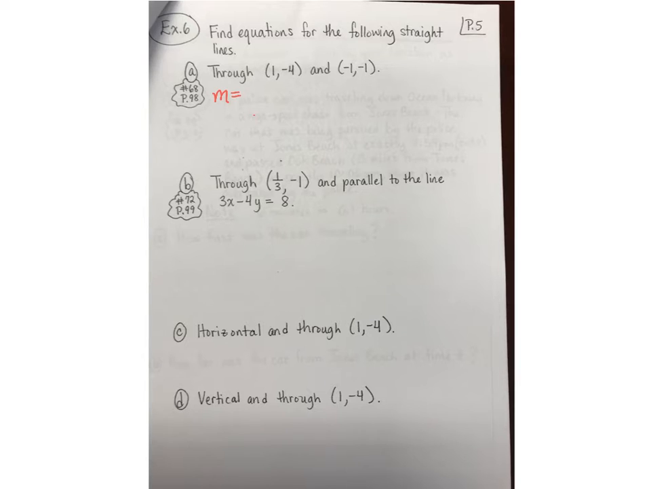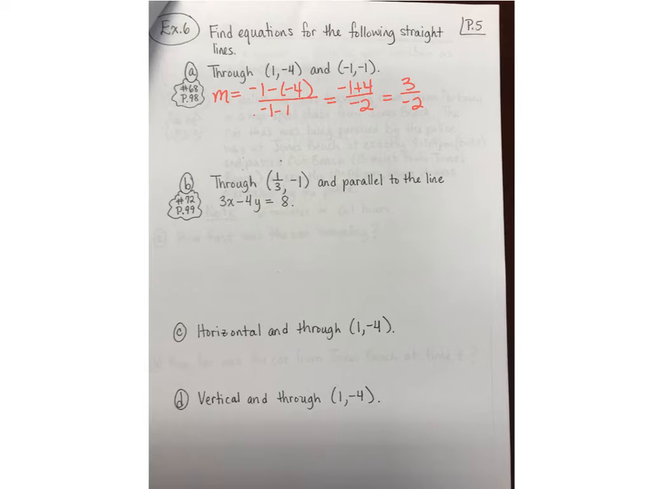Our slope is given by, remember, your change in y over your change in x. Whichever one you start with, choose to be consistent. So it's (-1 - (-4)) divided by (-1 - 1). Well, that's equal to (-1 + 4) divided by -2, or 3 over -2.